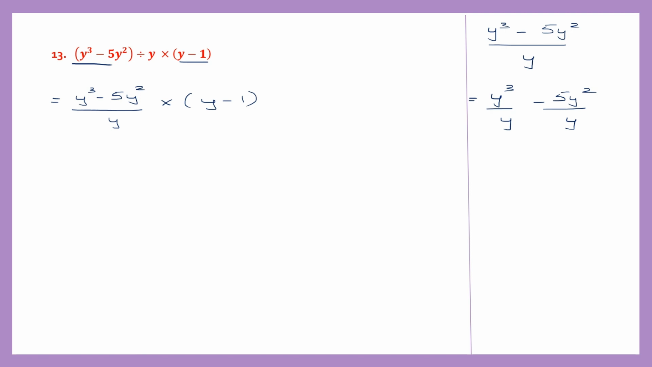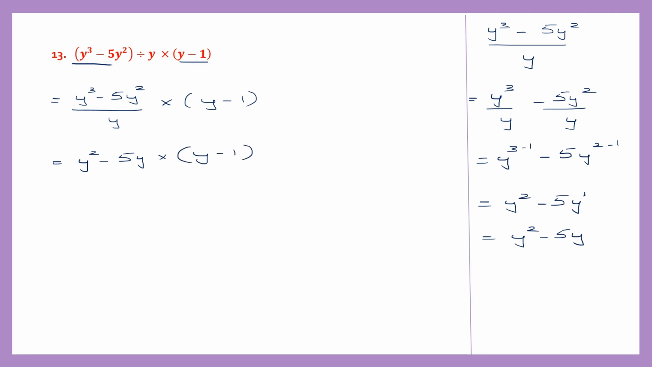So now let's do this division. So this will be y to the power of 3 minus 1, which is y to the power of 2, minus 5 y to the power of 2 minus 1, which is minus 5 y to the power of 1. So what do we have here? y square minus 5y. Let's write it here. So this is (y square minus 5y) into (y minus 1).